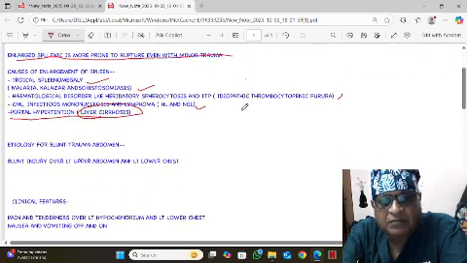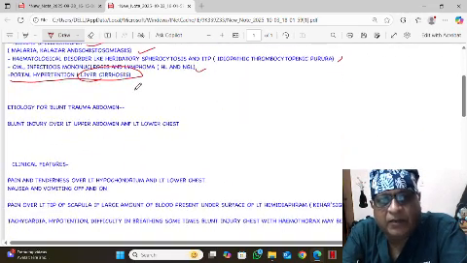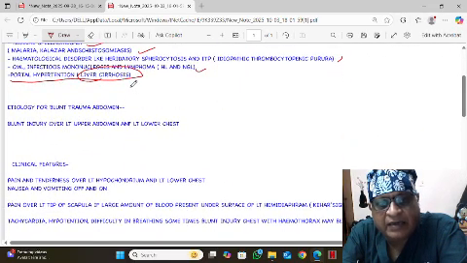Now we are discussing the etiology of blunt trauma. Blunt injury over the left upper abdomen and left lower chest may cause splenic injury.